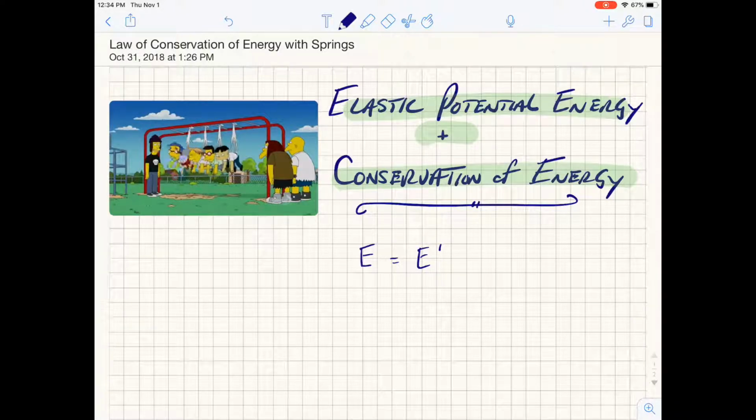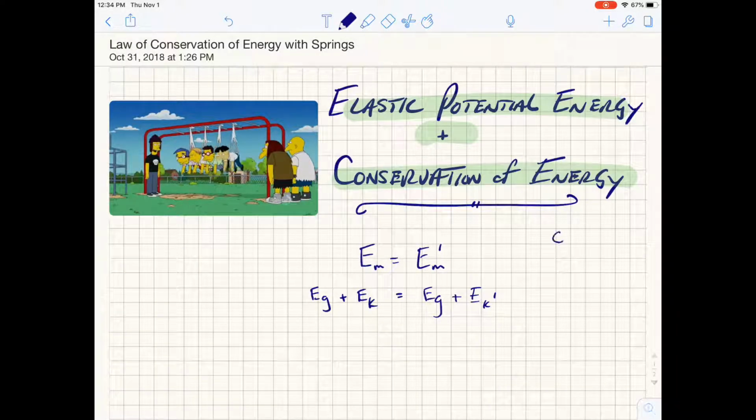You may have seen this with an M. That is, the total mechanical energy before a change in the system is equal to the total mechanical energy of the system after a change. And then you probably accounted for the energy by taking a look at the gravitational potential energy and the kinetic energy, both before and after a change in the system.